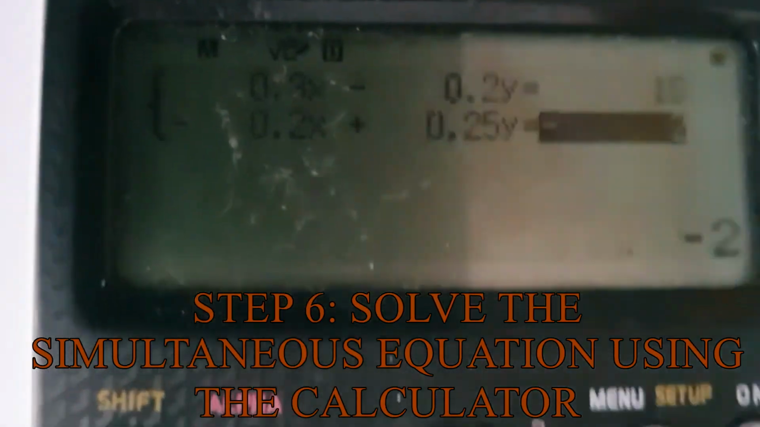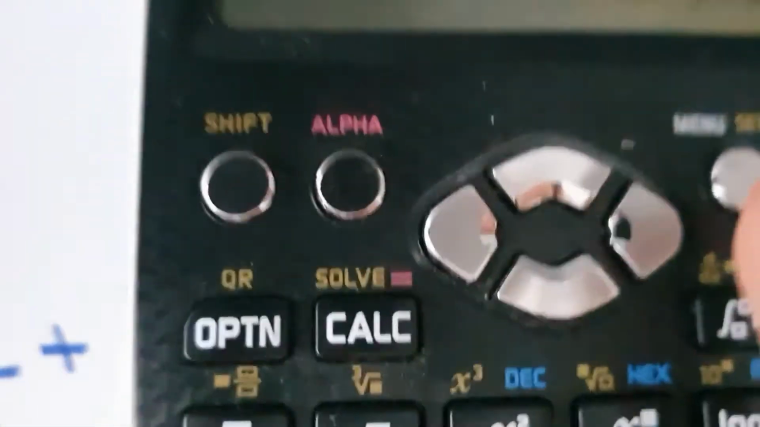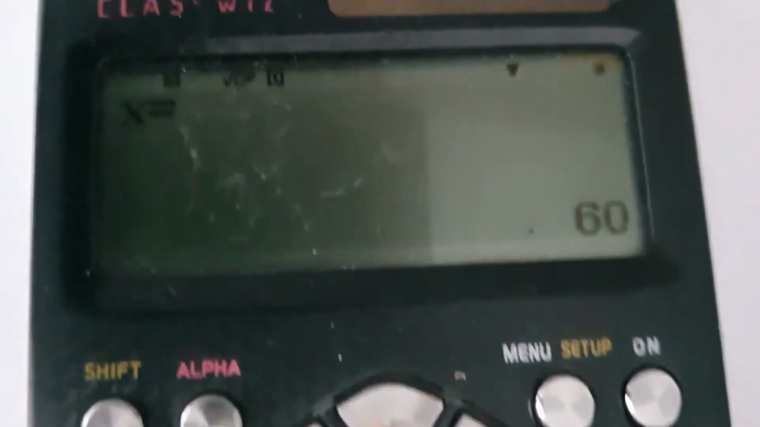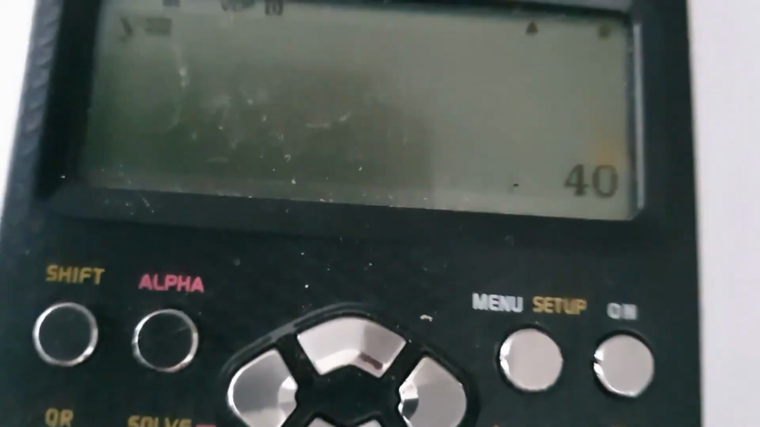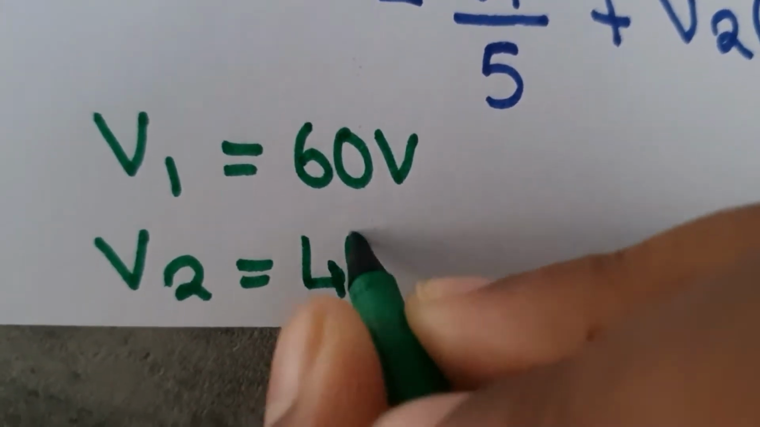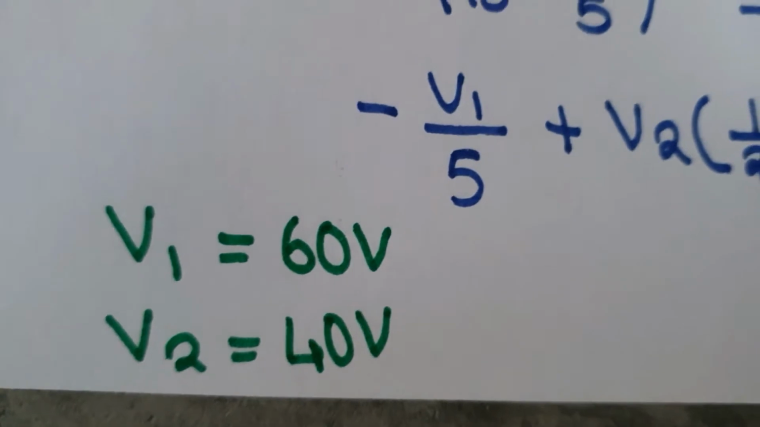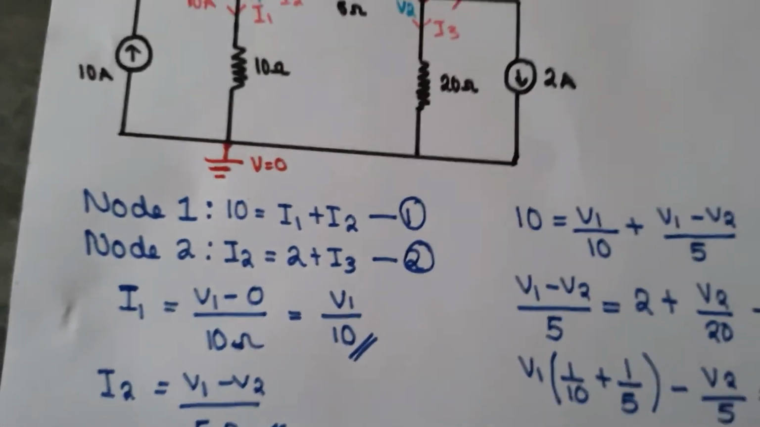So I've typed the equation into the calculator in decimals, and I got the value V1 equal to 60. I write it down. V1 is 60 volt and V2 is 40 volt. So that's how you do the nodal method. It's easy too.